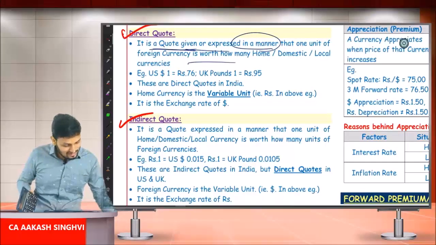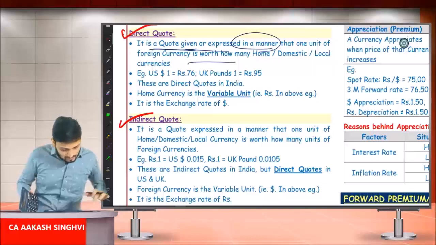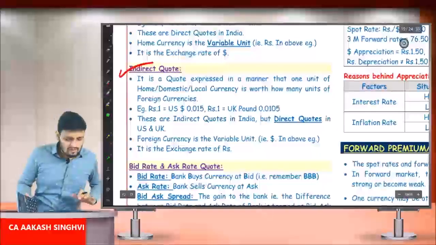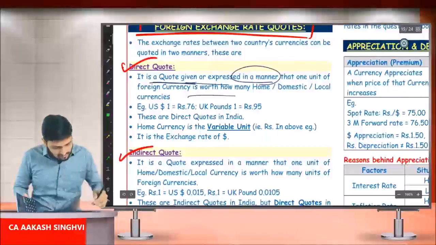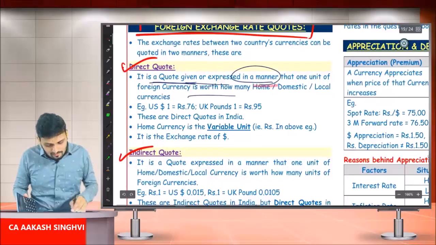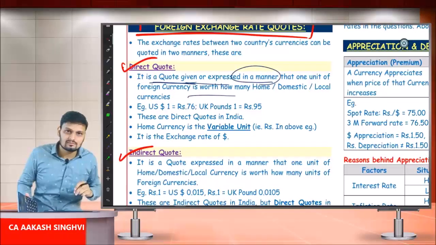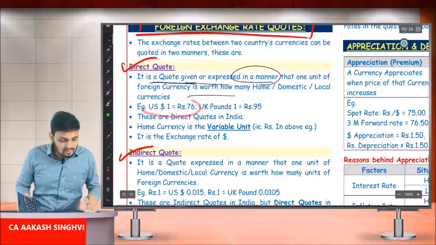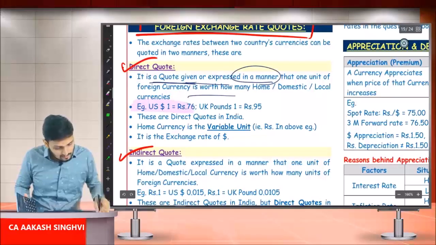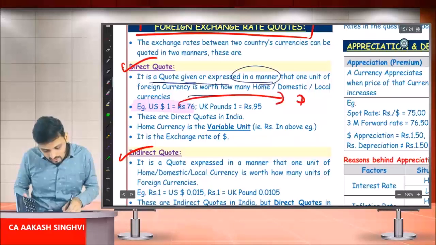Now coming back to the nano book. Direct and indirect quote I made you understand. Just go through it once. So a quote is given or expressed in a manner that 1 unit of foreign currency is worth how many home currency? $1 equals rupees 76. This is a direct quote in India.